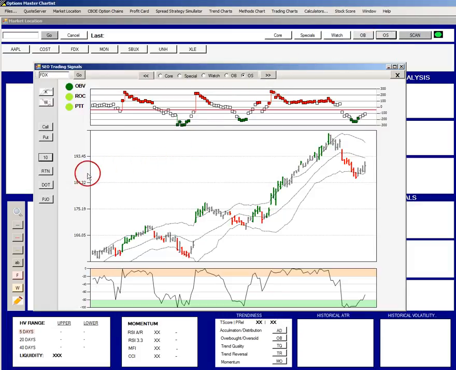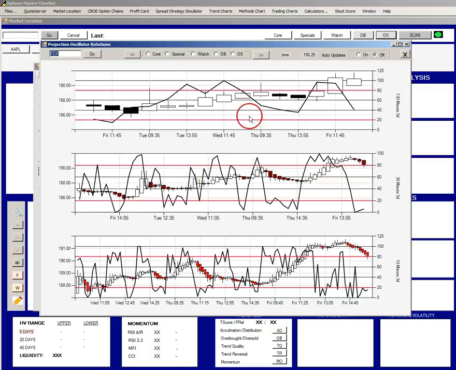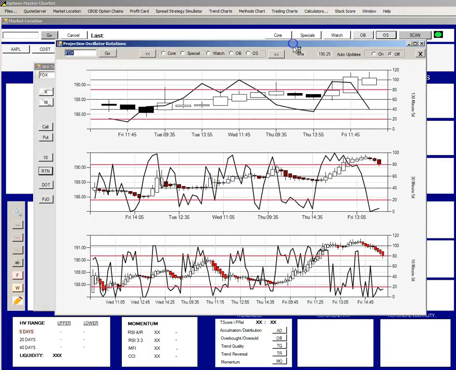Now there's a couple other choices here. One is the RTN, and that's the rotation chart. And this one you can also go live on if you want to. This is more difficult to decipher on first glance, but it's actually very simple to use.